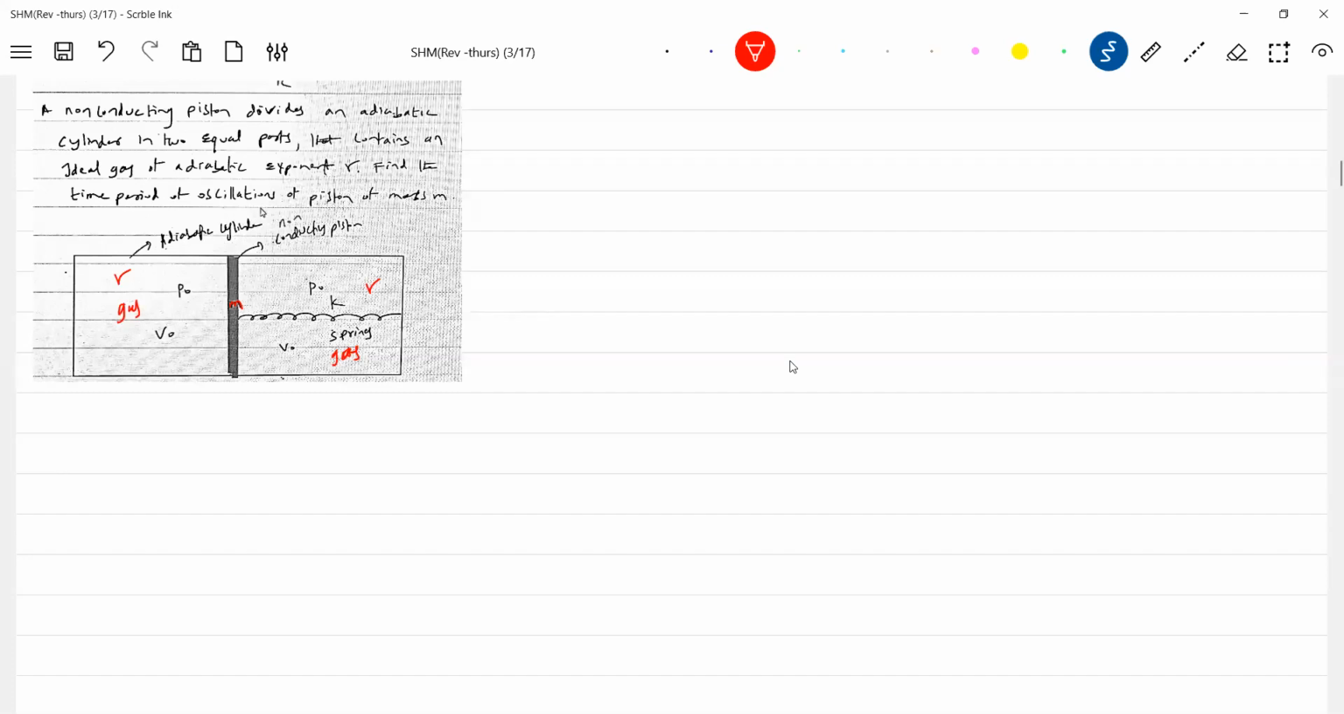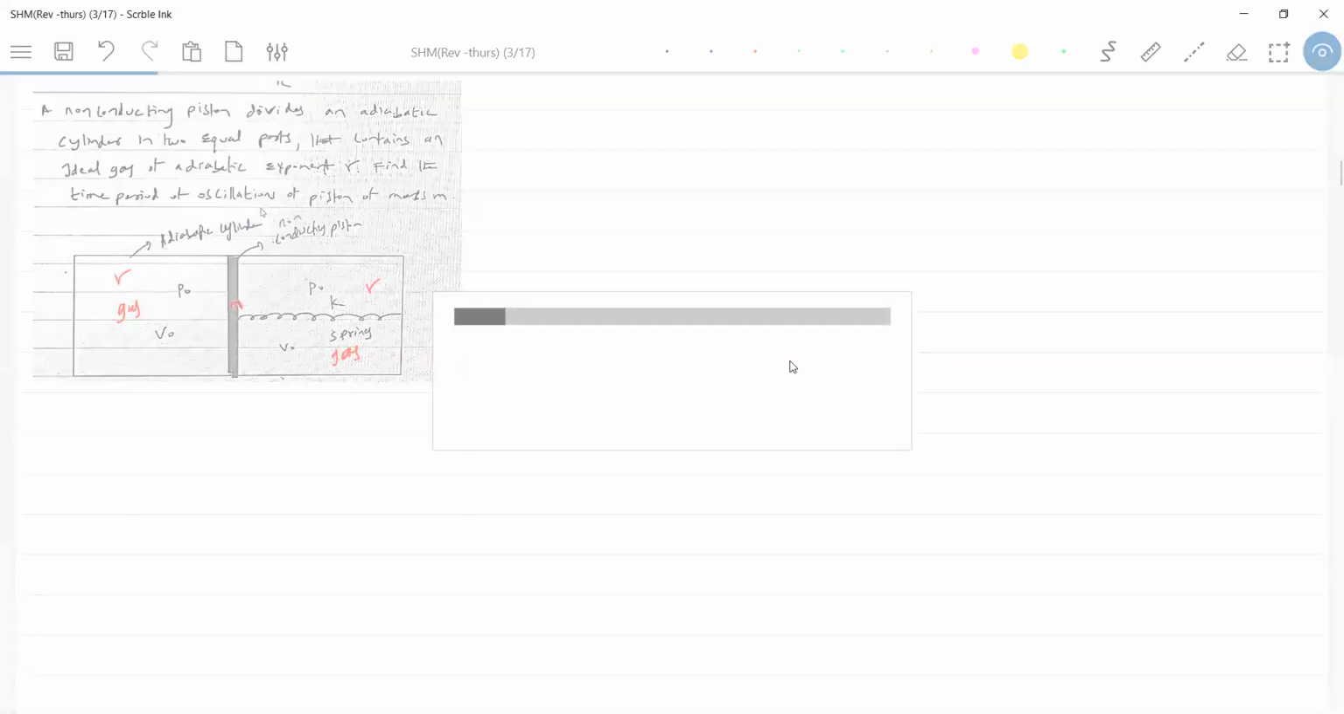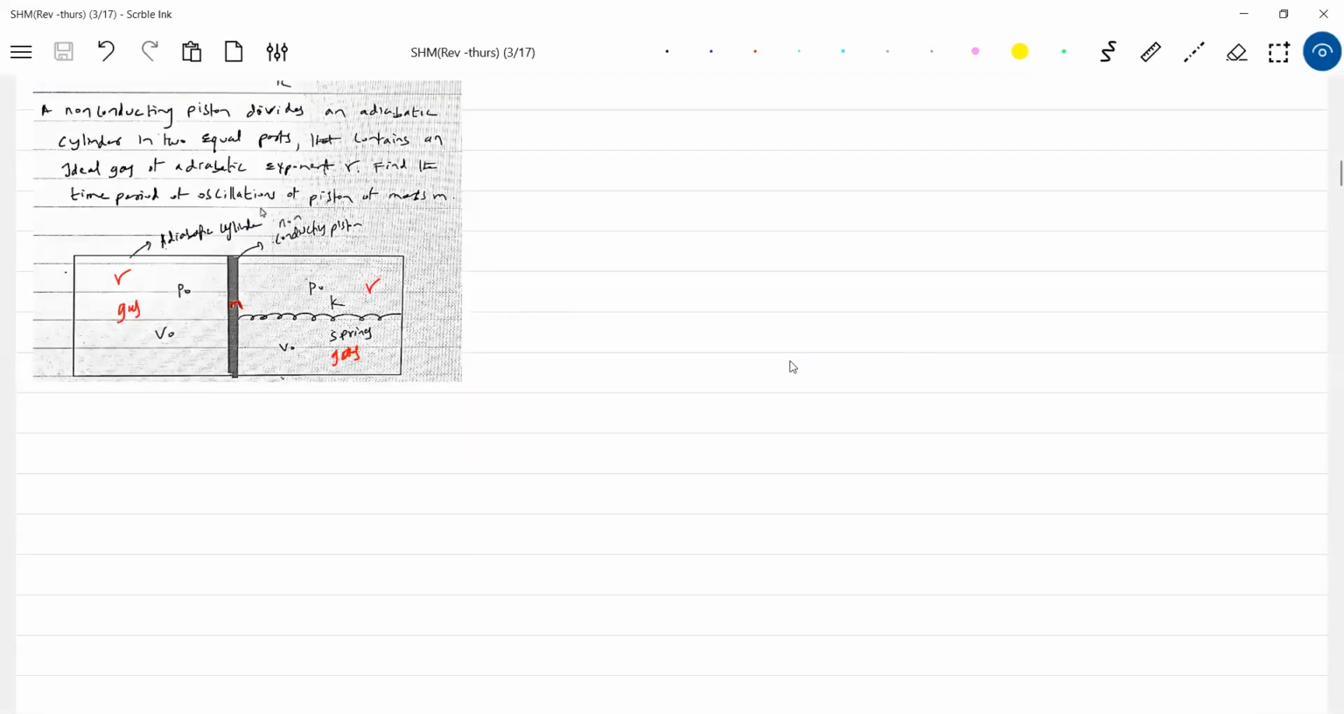Non-conducting piston. I'm going to displace it slightly towards the right and release. It's going to execute SHM. Here it is asking to get the time period of oscillations. We know that, but how do you manage gas on both the sides?